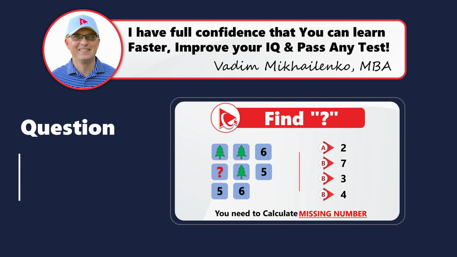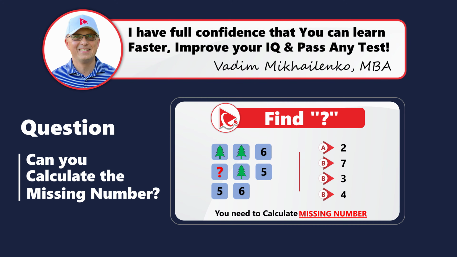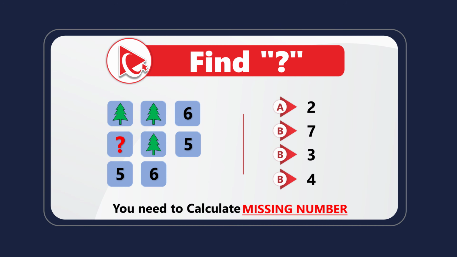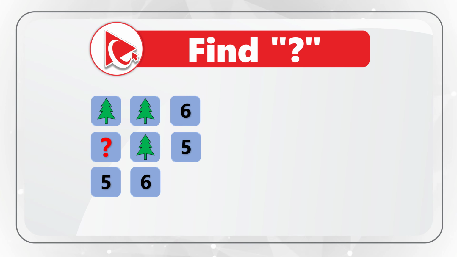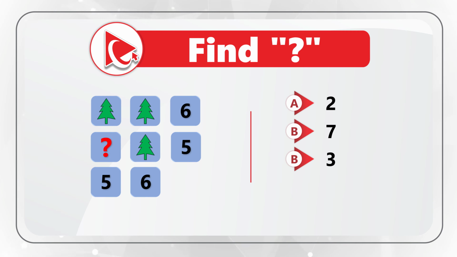Here's a phenomenal question where you need to find the missing number. You're presented with a 3 by 3 shape, which contains evergreen trees, numbers, and a question mark. Based on what you see, you need to calculate the missing number, and you have 4 different choices. Choice A, 2, choice B, 7, choice C, 3, and choice D, 4.